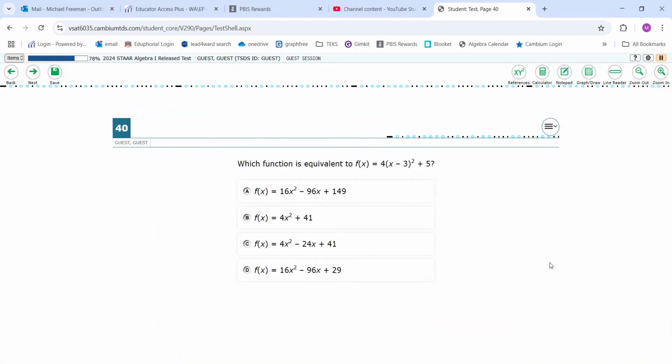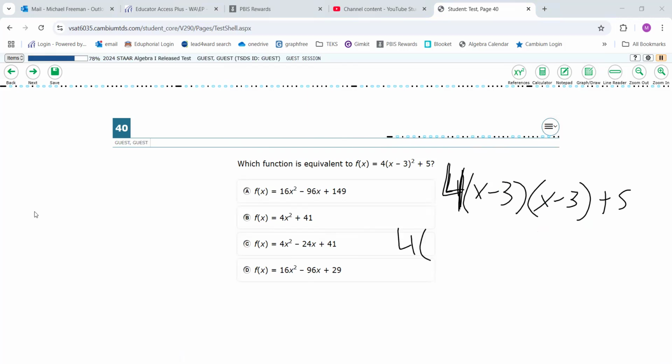All right, which function is equivalent to f of x equals 4(x minus 3) squared plus 5? So I have to turn this vertex form into standard form. So to do that, I got x minus 3 times x minus 3 plus 5. Because remember, x minus 3 squared is not just x squared minus 9. It means I have two x minus 3s.